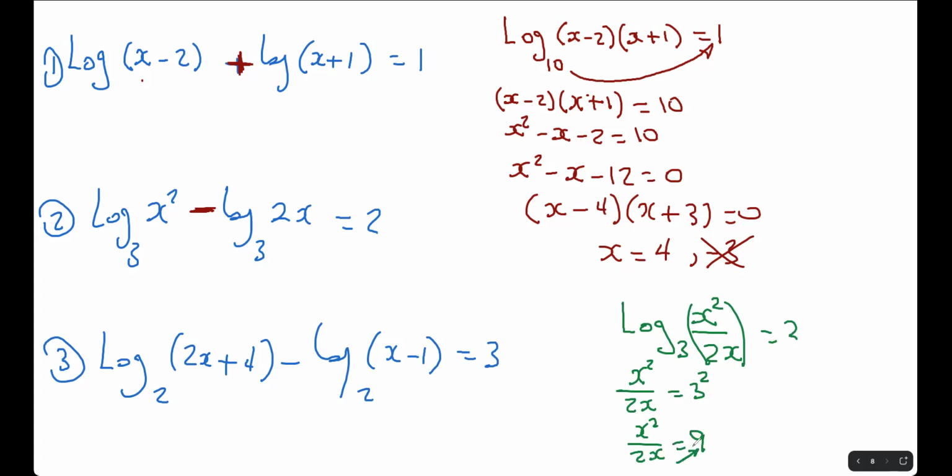Cross multiply the 2x with the 9. I'm going to get x squared equals 18x. Move everything to one side, equate it to 0. We get x squared minus 18x equals 0. Take out the greatest common factor, which is x, and I'm going to get x times (x minus 18) equals 0. So x equals 0 and 18. However, the 0, when you put it back here, you get log of 0, and you cannot log a 0 or a negative number. So therefore, you have to reject the 0, and the only answer is 18.